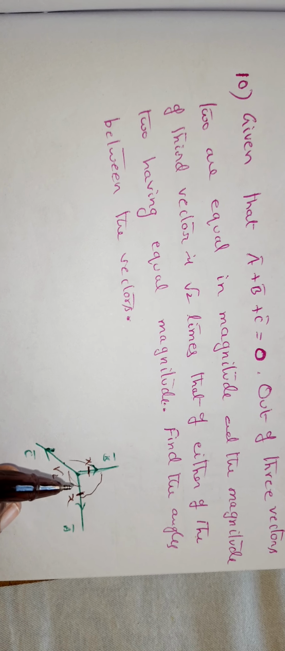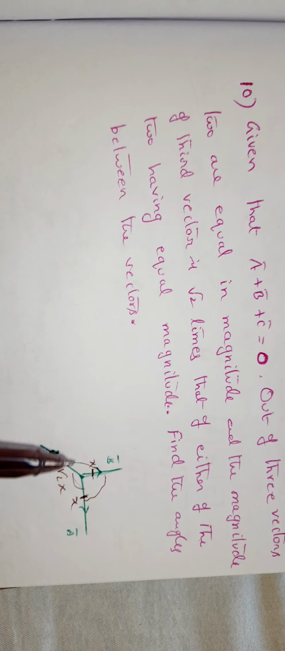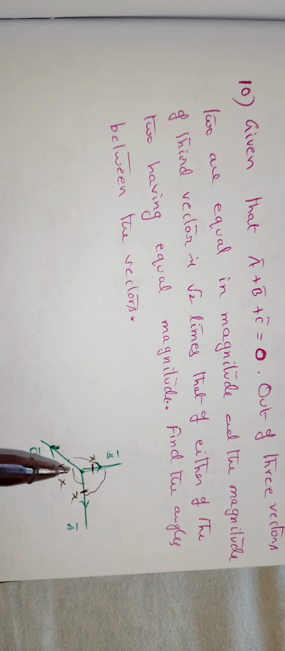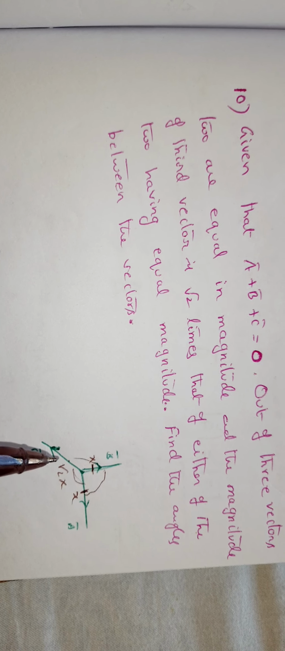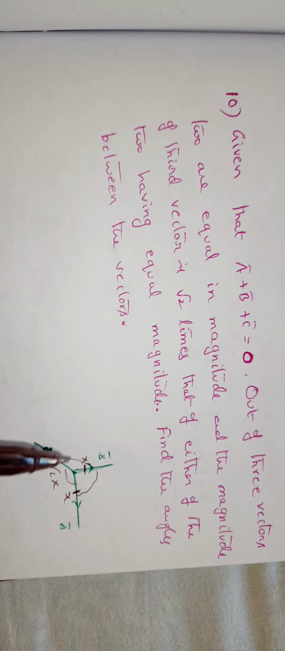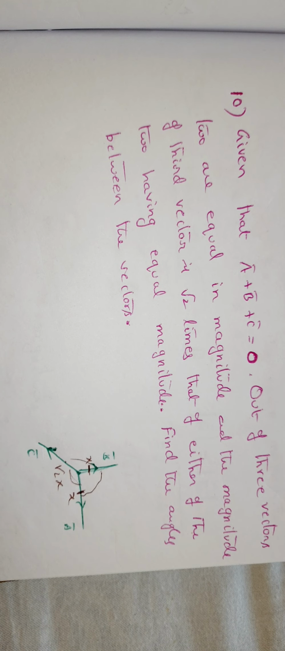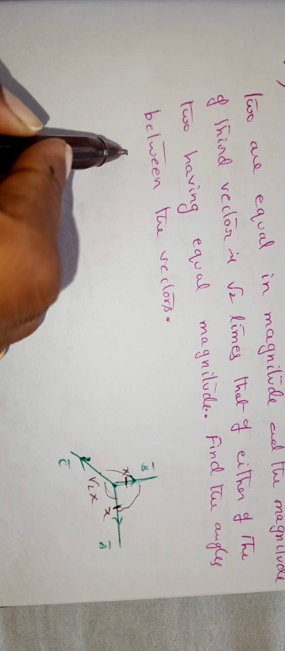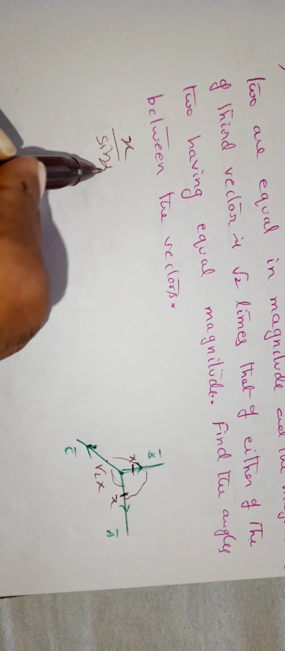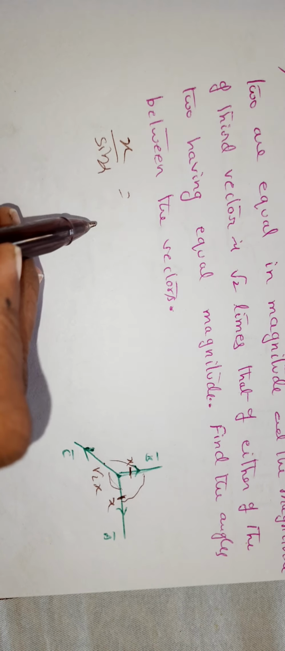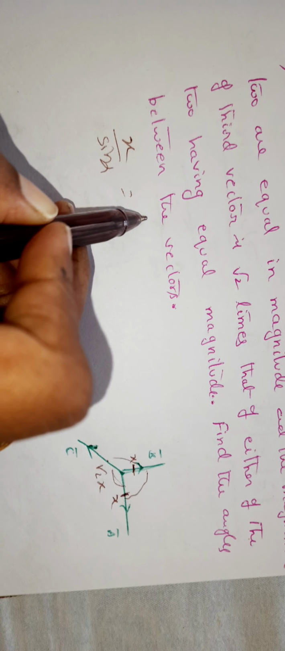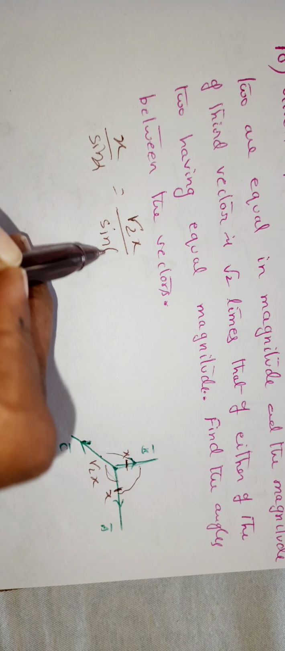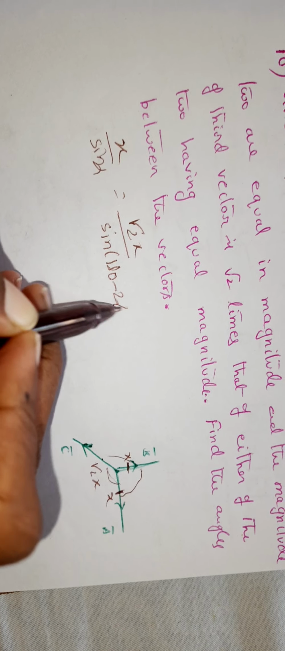Sounds very good. So see, you can apply it like this also, taking one angle to be alpha. Obviously the other one also makes the angle alpha here, because both are of the same magnitude. So the third one will be 180 minus 2 alpha. Applying Lami's theorem, x by sine alpha is equal to the other one, x by sine alpha, and the other one is root 2x by sine of 180 minus 2 alpha.